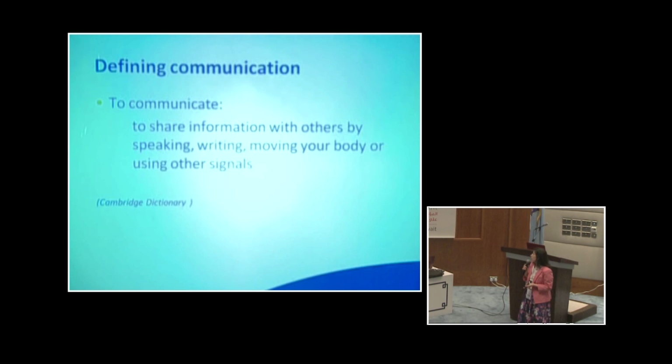To start with, I just went to the dictionary to see what communication is. Communication is to share information with others, either by speaking or writing or moving your body or using any other signals. Now, one of the hurdles that we have today is we don't have the walking microphone, so we just have to use whatever we have within our field.